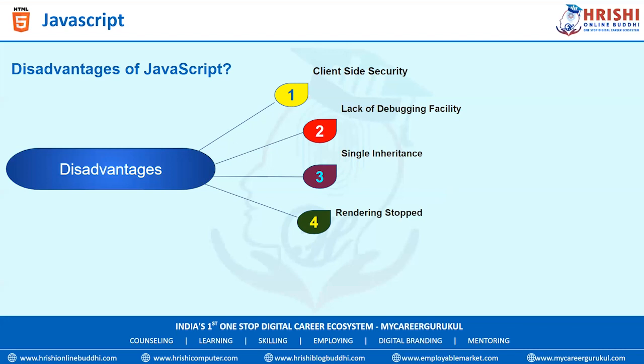And the last is rendering stoppage. A single code error can stop the rendering of the entire JavaScript code on the website. That means if a particular part of the code is wrong or has an error, it will stop the whole site from working. It will not show any corresponding sites or any corresponding image on your website.